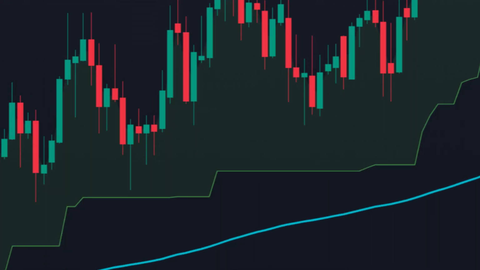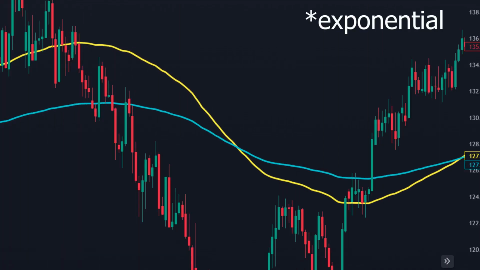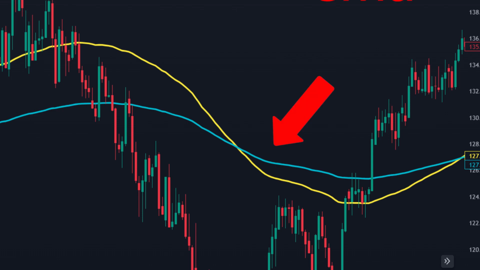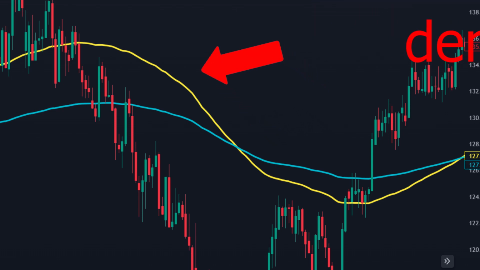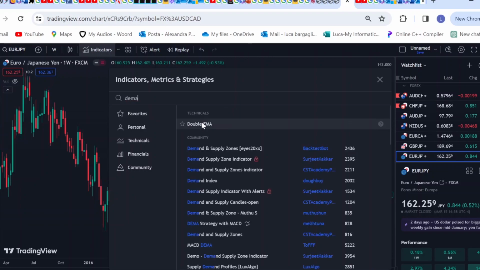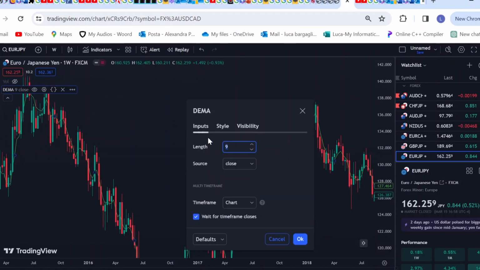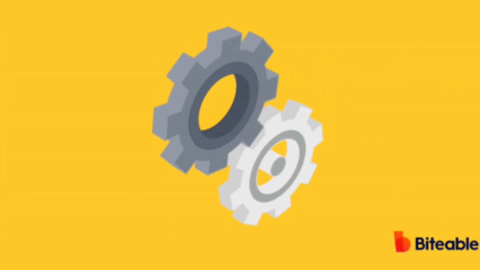The last strategy is very similar to this one, but in this case, we will use the DEMA instead of the EMA. The DEMA is the double exponential moving average, and it moves faster than the moving average. You can see that the blue one is the EMA, and the yellow one is the DEMA. To add the DEMA, just type in the usual box DEMA and click this one. Then, if you want to use this strategy normally, change the settings of the DEMA to 200. Now let's see the optimized settings.